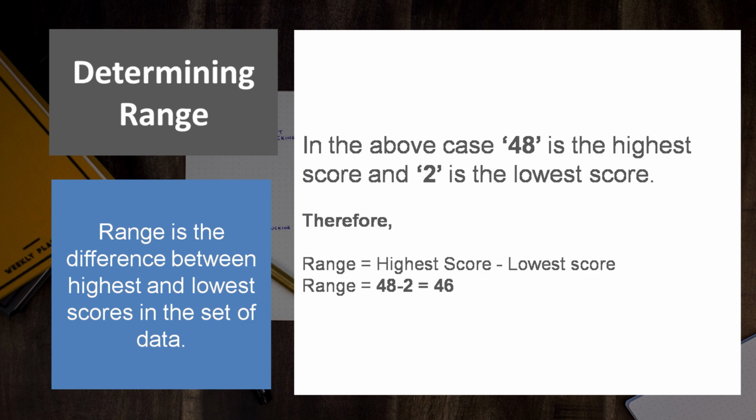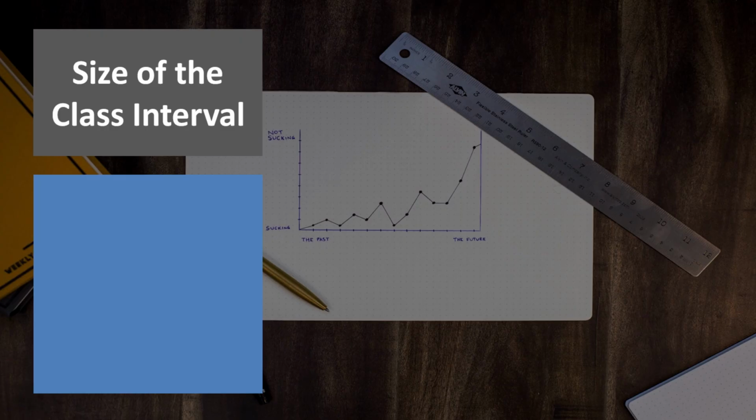First of all, you have to calculate the range of the scores. You have to observe the scores of the group, find out the highest score and the lowest score, and take the difference, highest score minus lowest score. So here 48 minus 2, that is 46, is the range. And further, the second step is the size of the class interval.